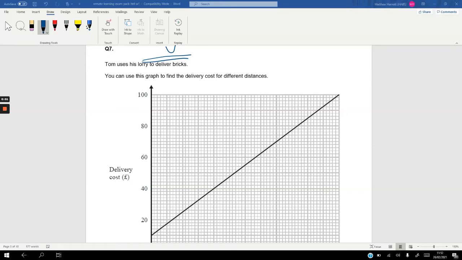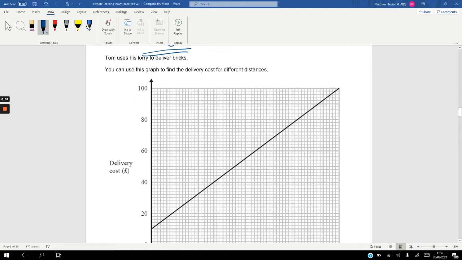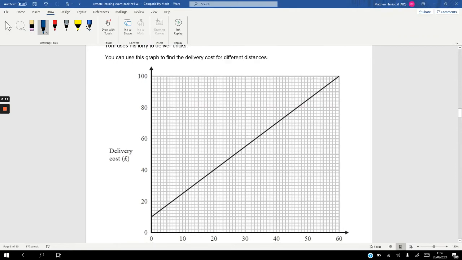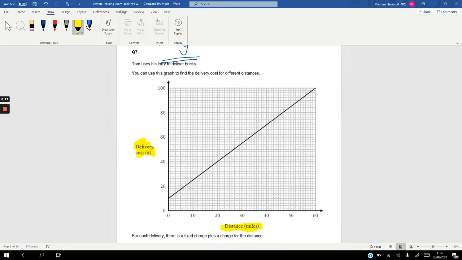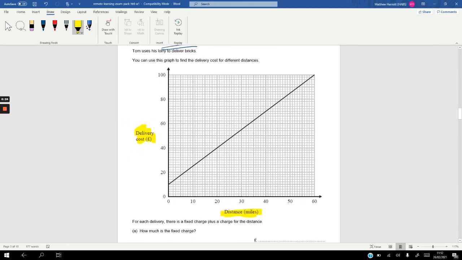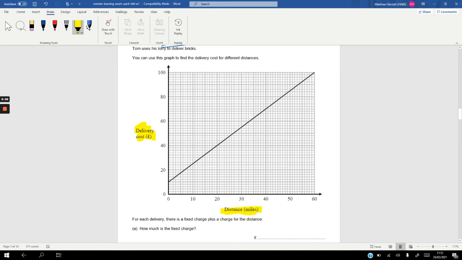So, question 7. We've got that Tom uses his lorry to deliver bricks, and I can use this graph to find the delivery cost of different distances. Okay, so let me just make this a little bit smaller. So we've got that delivery cost is over on the y-axis, and the distance travelled on his delivery is on the x-axis here. Now, it says for each delivery there's a fixed charge plus a charge for the distance.